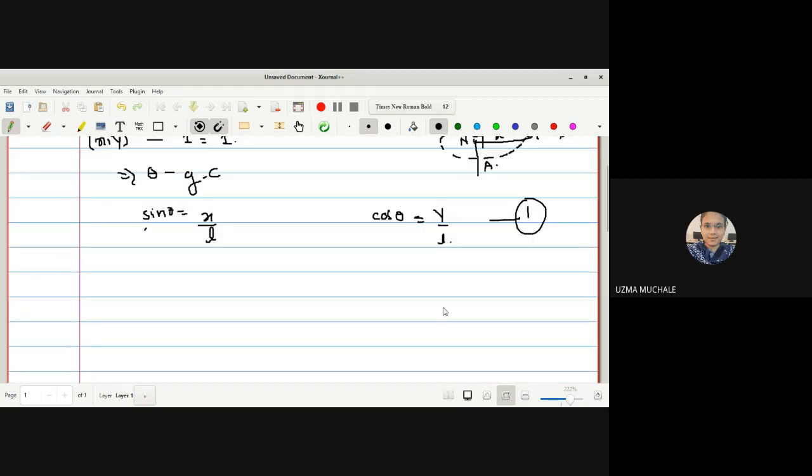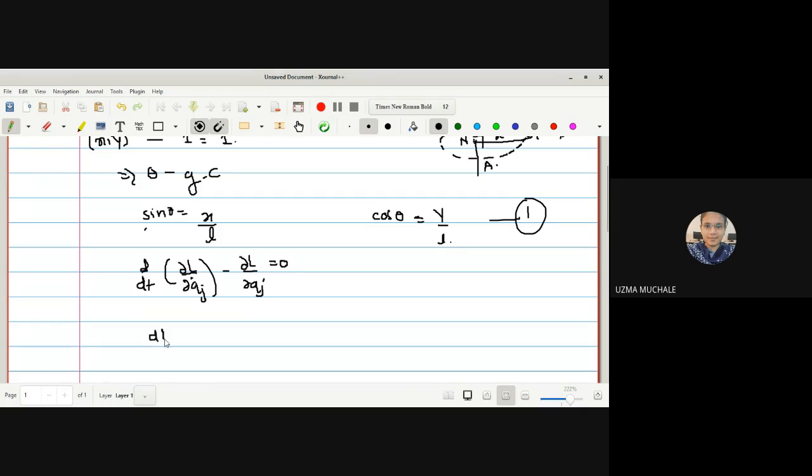Now, what is our aim to find out? Lagrange's equation of motion. What is our Lagrange's equation of motion? d by dt of dou L by dou qj dot minus dou L by dou qj is equal to 0 in the case of a conservative system, because we are discussing a conservative system.